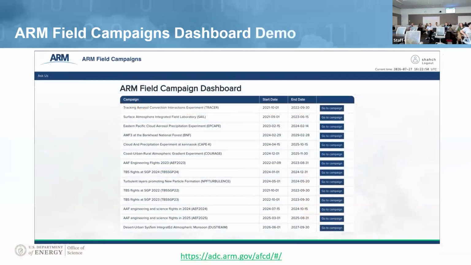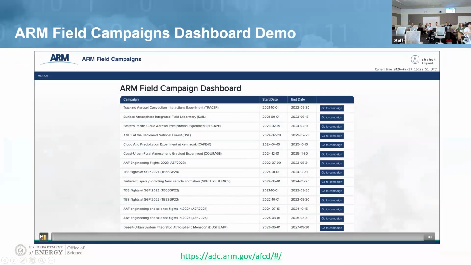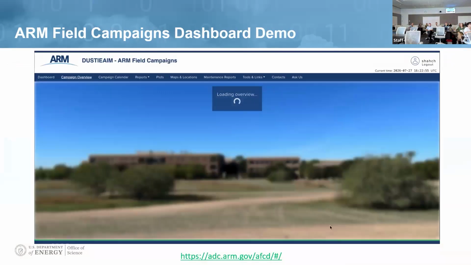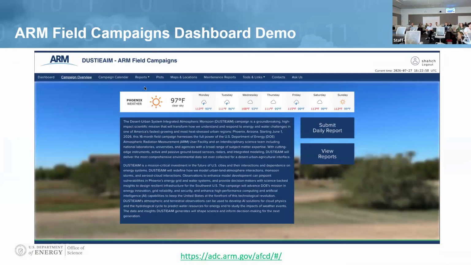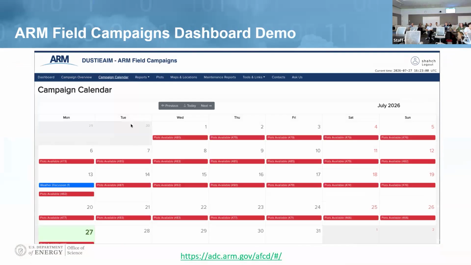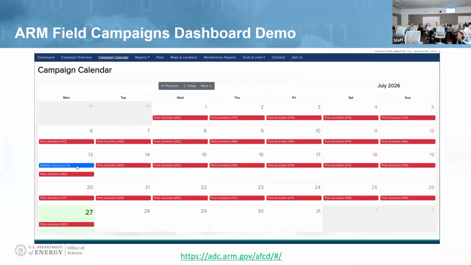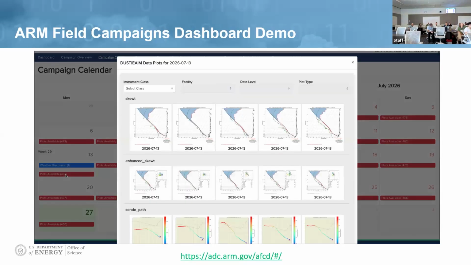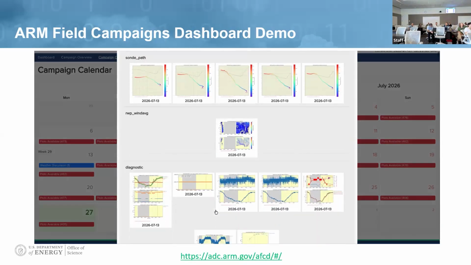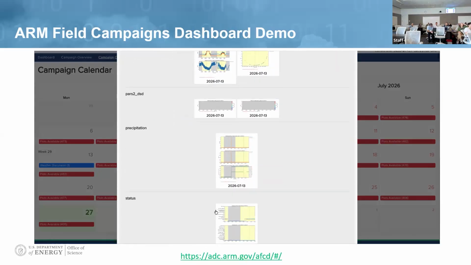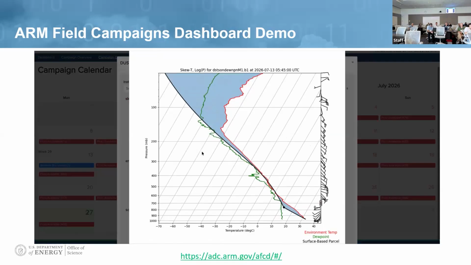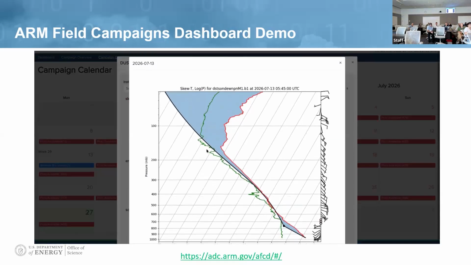Here I'm just going to give a recorded glimpse of this, just in case the demo gods are not with us. But feel free to also visit adc.arm.gov AFCD, which will take you to this web-based dashboard. With the calendar view, you can see some discussions happening. You can see the instrument-based data plots. This is, again, near real time. All these data plots are generated by the Data Quality Office through ARM.